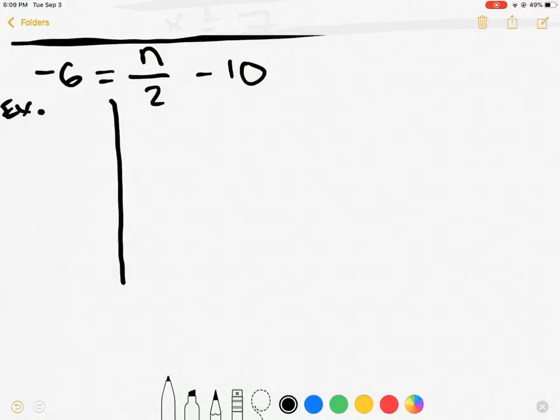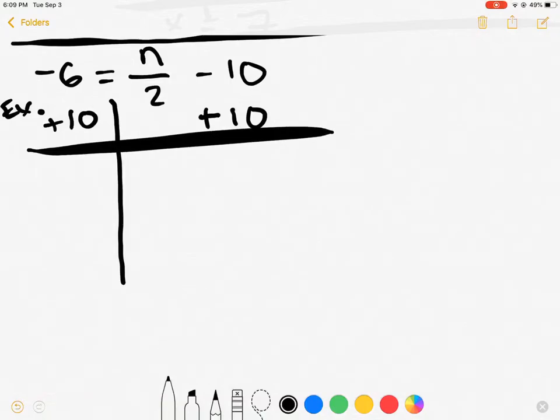To isolate n, we can simply eliminate that constant on the right side. To eliminate it, we can use the inverse, and to eliminate the -10, we can add 10. We can add 10 to both sides of the equation. When you add 10, that eliminates that constant on the right side. On the left side, -6 plus 10 ends up giving you a +4. Now on the right side of the equation, n divided by 2 is equal to +4.